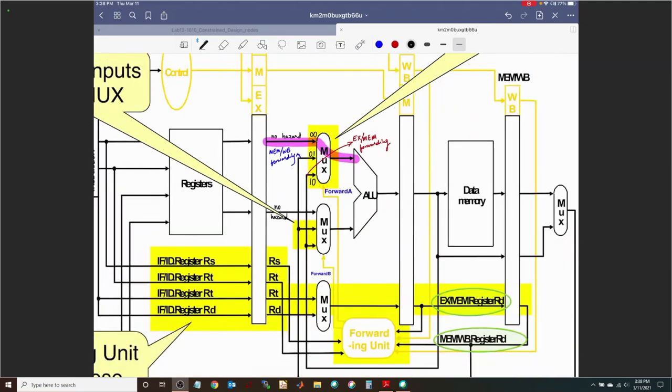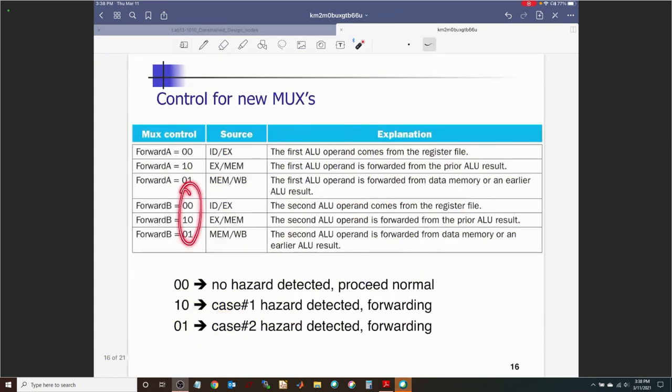Similarly, you have the forward B, no hazard, execute memory. So you have the same selections here, 00, 10, and 01. The source will change, right? IDEX, execute mem write back. Over here, the first ALU operand was changing. Over here, the second ALU operand will change. Either it will come from the register file, which means no data hazard was detected, or it will come from the prior result, which means that there was a hazard detected in case number one, or the hazard was detected for case two. So that's your mem hazard. So it is coming from the data memory or an earlier ALU result. So that's like two stages back. For the source, it is the mem write back pipeline register.